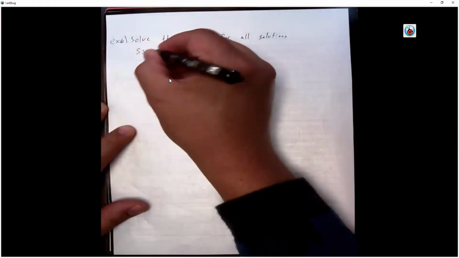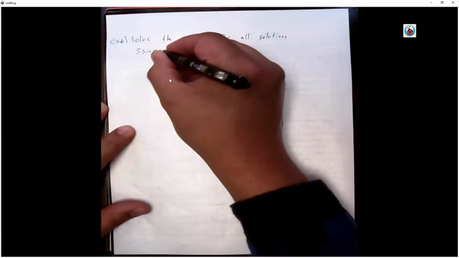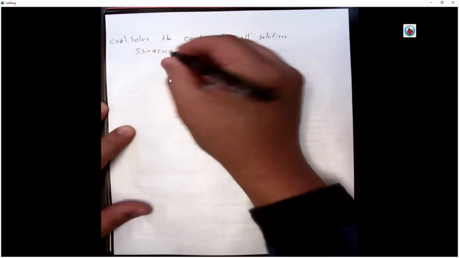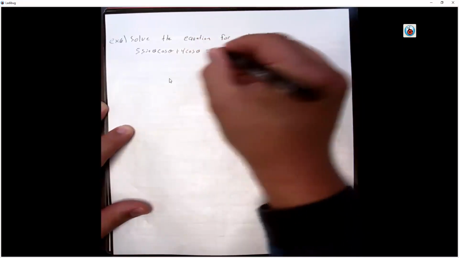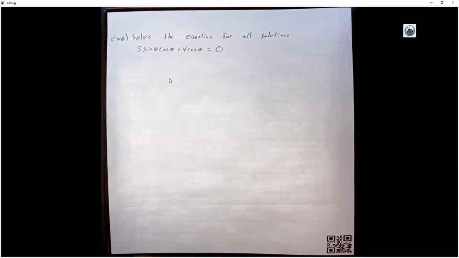5 sine theta cosine theta plus 4 cosine theta equal to 0. On this one, I don't think we're going to get known angles, well, maybe some of them. When you have something equal to 0, we should always factor and then set each factor to 0.